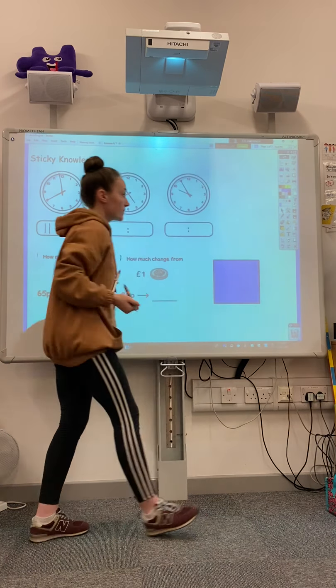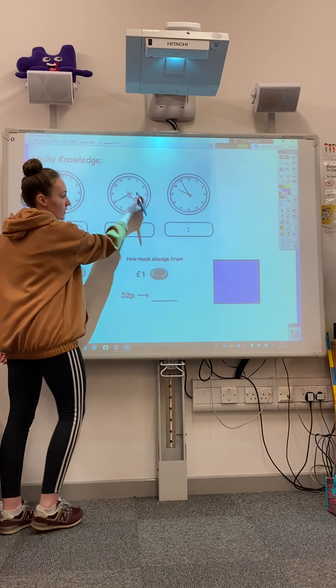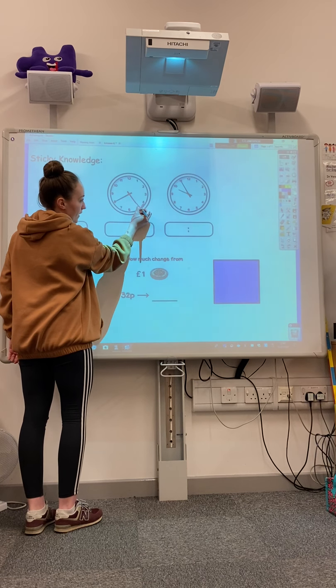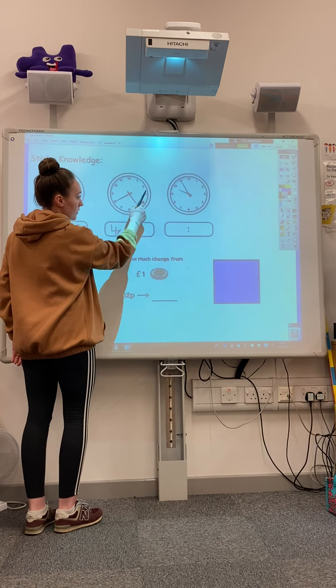Remember, the short hand is the hour hand, the long hand is the minute hand. As you can see here, the hour hand is just before the 5, so that would still be 4, and then you would count in your 5s to see what the minute hand is pointing at.